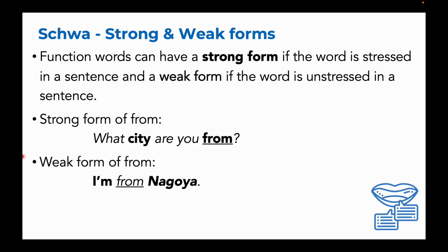Function words can have a strong form if the word is stressed in a sentence, and a weak form if the word is unstressed in a sentence. For example, what city are you from? I'm from Nagoya. From becomes very short because it's not stressed in the sentence. And so from, you might hear the full from, the full vowel sound, or you might just hear this from. It has the schwa sound being used.